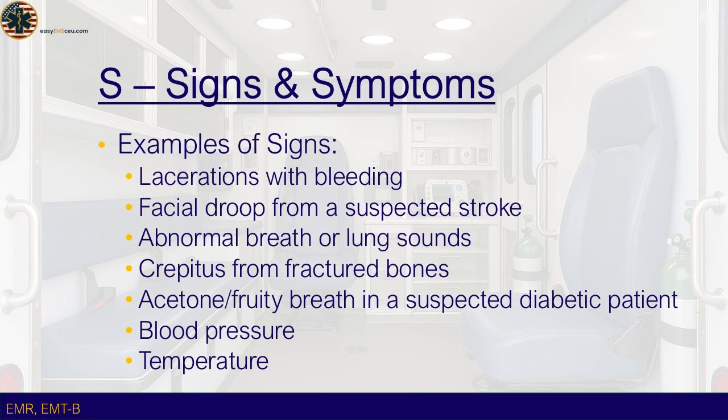Examples of signs would include lacerations with bleeding, which of course is something the EMT provider could see and possibly feel, through gloves of course. Facial droop from a suspected stroke, again something they could see. Abnormal breath or lung sounds, something they could hear. Crepitus from fractured bones, something they can also feel. Acetone or fruity breath in a suspected patient with a diabetic emergency, something they can smell. And blood pressure or a temperature, both of which an EMT provider could measure.